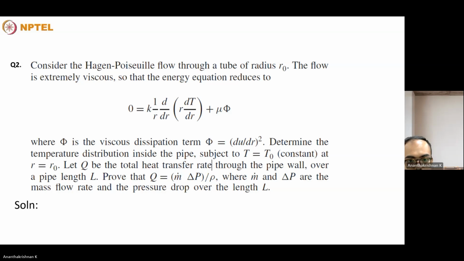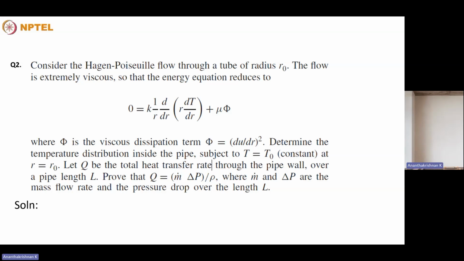So consider a Poiseuille flow through a tube of radius r0. The flow is extremely viscous, so that the energy equation reduces to this form, where phi is the viscous dissipation term. Phi is equal to du by dr the whole square. Determine the temperature distribution inside the pipe subject to T is equal to T0 constant at r equal to r0. Let Q be the total heat transfer rate through the pipe wall over a pipe length L. Prove that Q is equal to m dot delta P divided by rho, where m dot and delta P are the mass flow rate and the pressure drop over the length L.